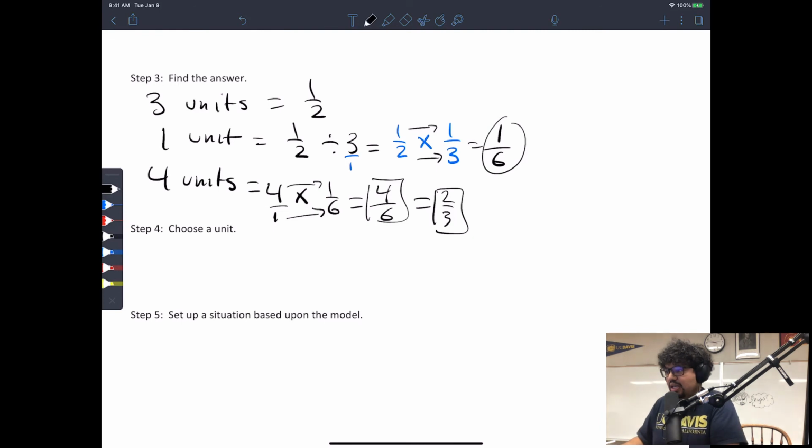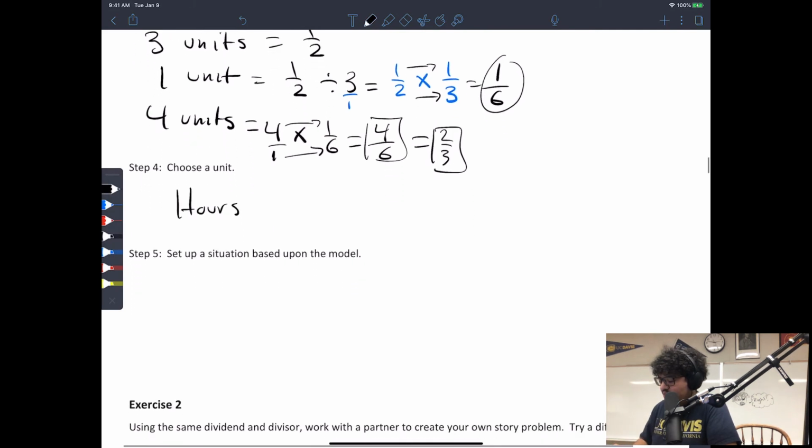Okay. And then for step number 4, choose a unit. You can choose any unit of your liking, any unit of measurement. But in this case, as an example, let's choose time, some kind of time measurement. How about let's use hours? So maybe we use hours. And then to come up with an example for step number 5, set up a situation based upon the model.